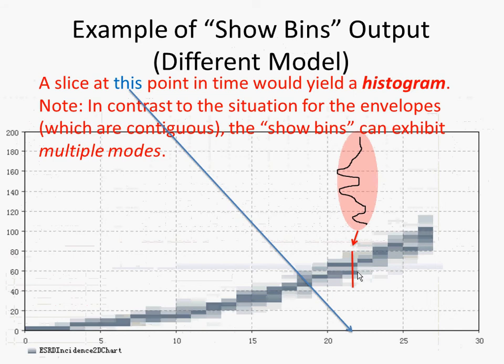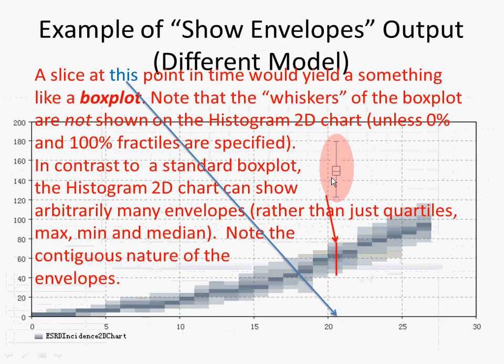Whereas show envelopes gives us something more similar to a box plot. It doesn't give us the histogram. It gives us something more like the location of different envelopes. In this case, it's 25% and 75%, sort of analogous to common box plot ones.